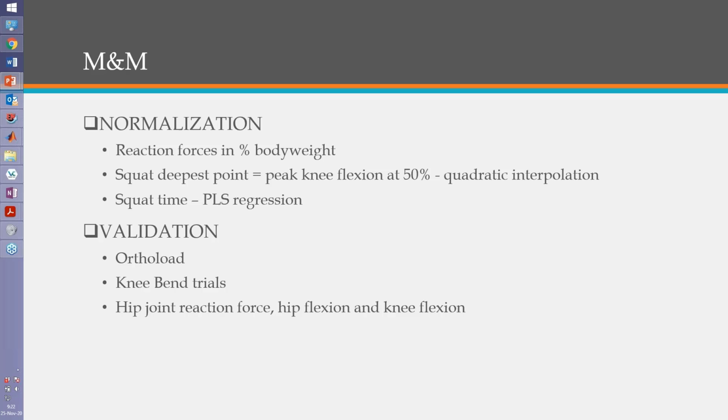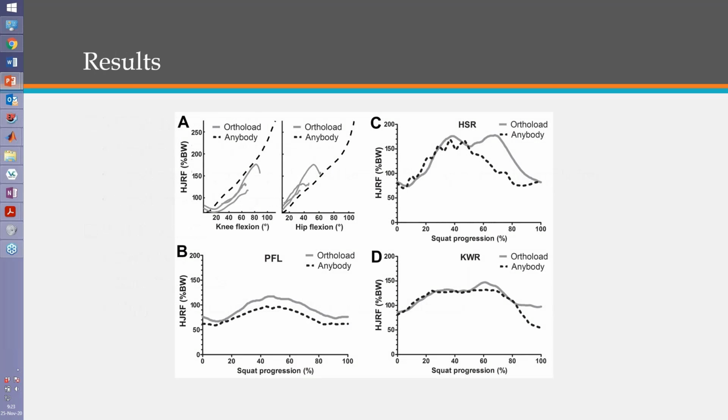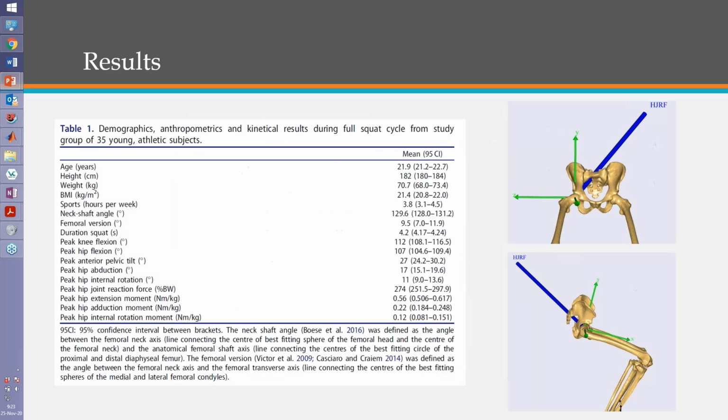Then validation was performed using the available data from the OrthoLoad library, knee bend trials from 3 subjects, and we specifically constructed our model to perform the same motions as the knee bend trials did, and then compared our outcome with the in vivo measured hip joint reaction forces. We found that the agreement was good to fair. During squat progression, the peak hip joint reaction force was on average some 10 to 40% lower with the antibody model compared to the in vivo measured values.